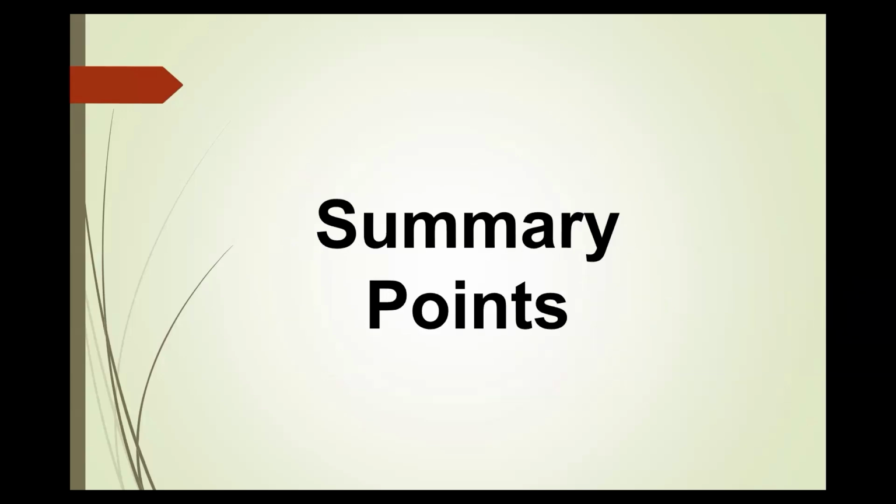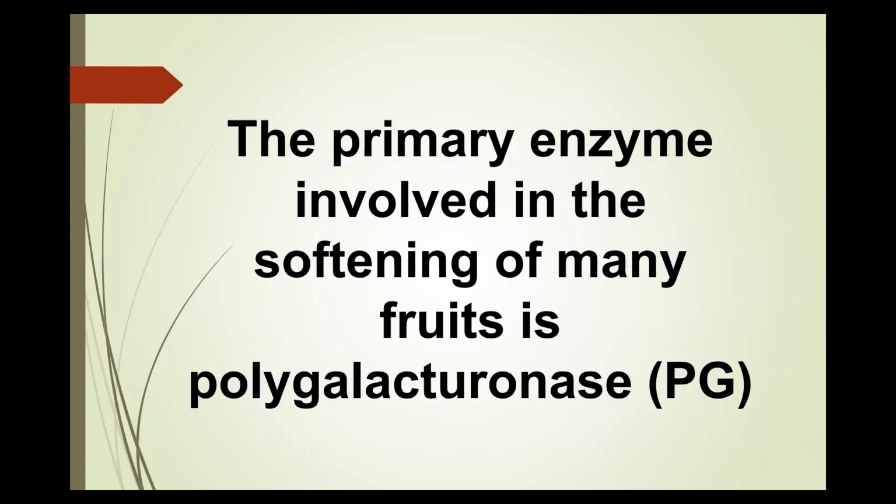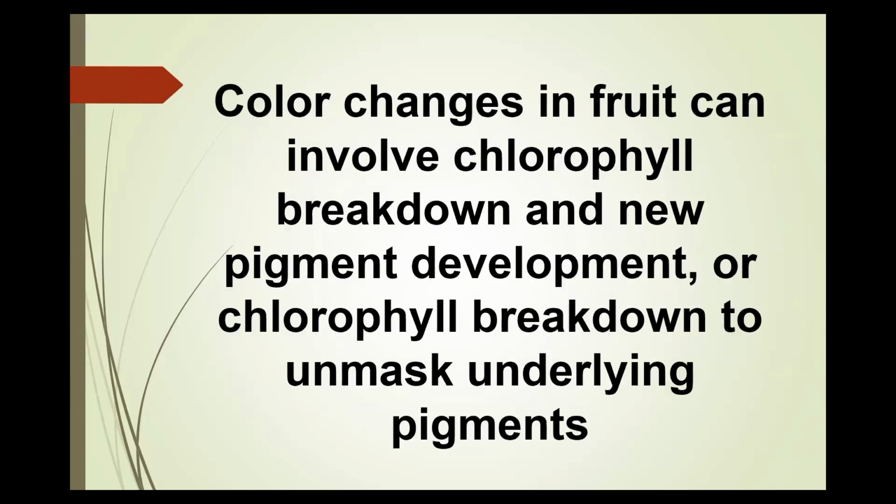Summary points. When ripening, fruits undergo many changes, including softening, changes in color, sweetness and odor, and in some cases, changes in fat or oil content. The primary enzyme involved in the softening of many fruits is polygalacturonase. Color changes in fruit can involve chlorophyll breakdown and new pigment development, or chlorophyll breakdown and unmasking of underlying pigments.